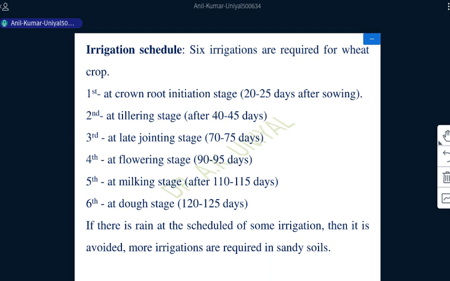It is also recommended that if there is rain during any schedule of these irrigations, then that irrigation is avoided. More irrigations are generally required in sandy soils.